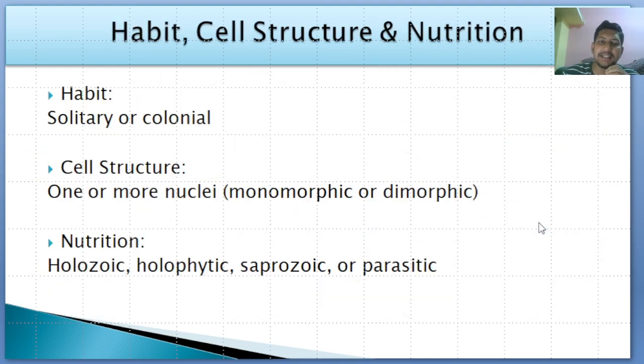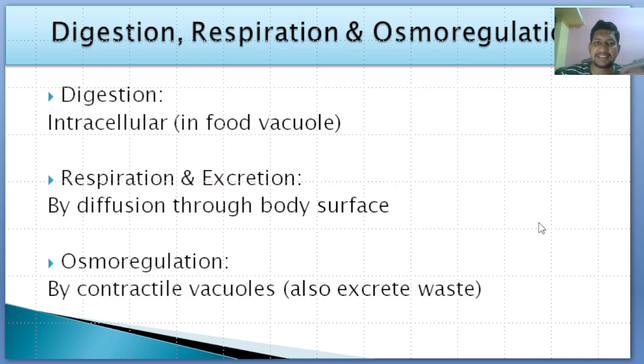Then coming to the habit, they may be solitary or colonial, and they may have a monomorphic or dimorphic nucleus. Monomorphic nucleus, example amoeba. Dimorphic nucleus, the very important example is paramecium. Paramecium is the best example for dimorphic nucleus. And nutrition is of four types: holozoic, holophytic, saprozoic or parasitic.